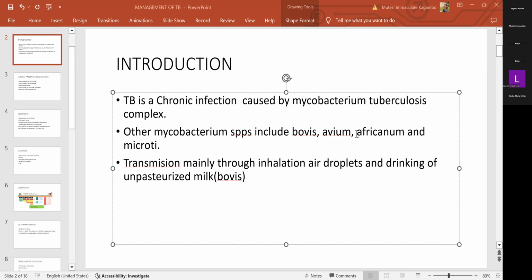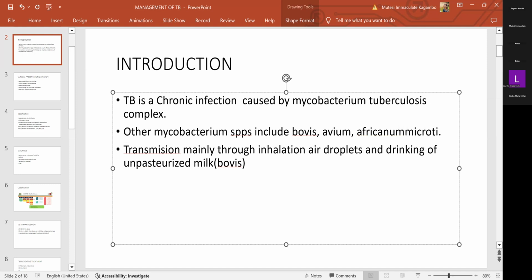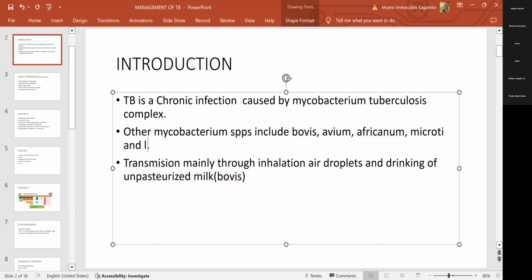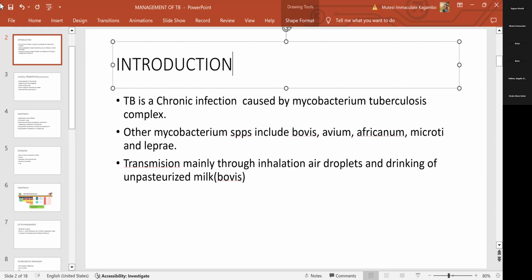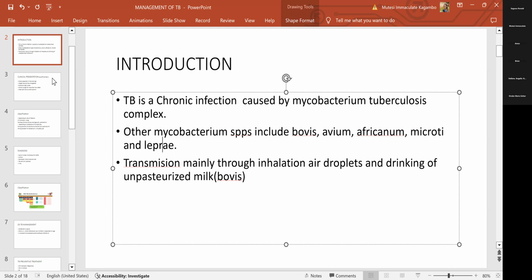And leprae, the one that causes leprosy. I didn't put it in the slides, but you should have it that the causative microorganism for leprosy and TB are the same. And that's why even in the pharmacotherapy, you will see the drugs used in leprosy treatment are the same as the drugs used in the other TB treatment.